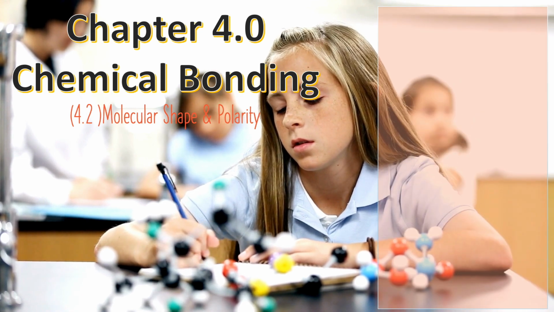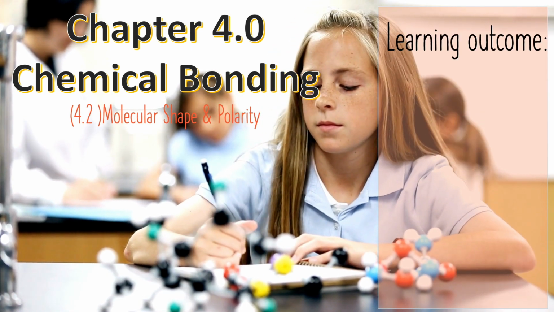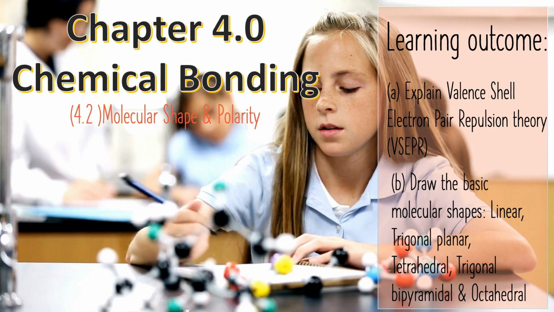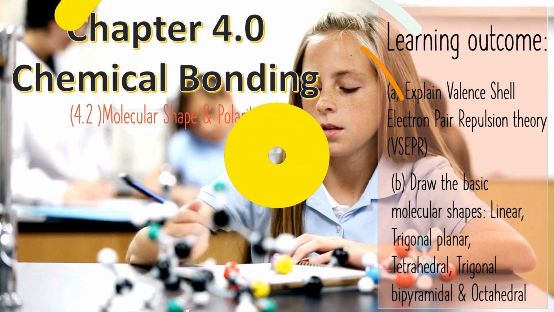At the end of this lesson, you should be able to: A. Explain valence shell electron pair repulsion theory, or VSEPR, and B. Draw the basic molecular shapes, which are linear, trigonal planar, tetrahedral, trigonal bipyramidal, and octahedral.